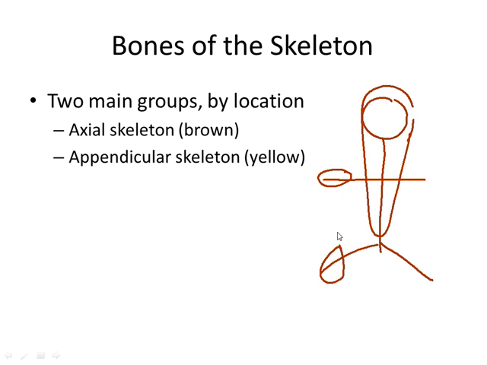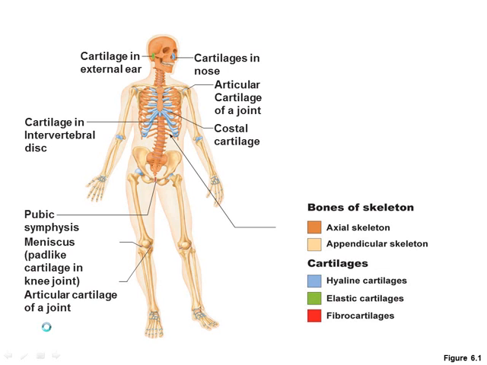Let me go to this next picture. Anything that's in brown is axial. Anything that's in this lighter tan color, that's appendicular. So an axis is something that you pivot upon. So think you can turn around in the middle of your body. Your backbone is your pivot point, and then your appendages are the things that hang off, your appendicular.